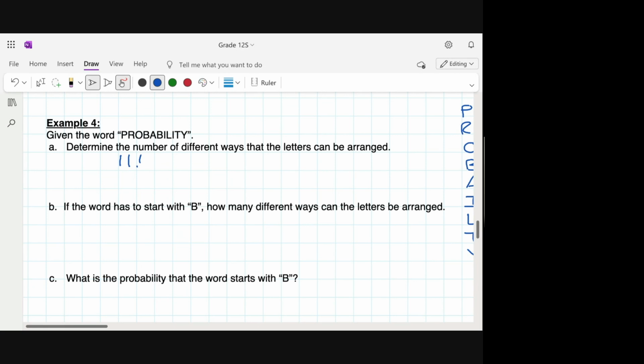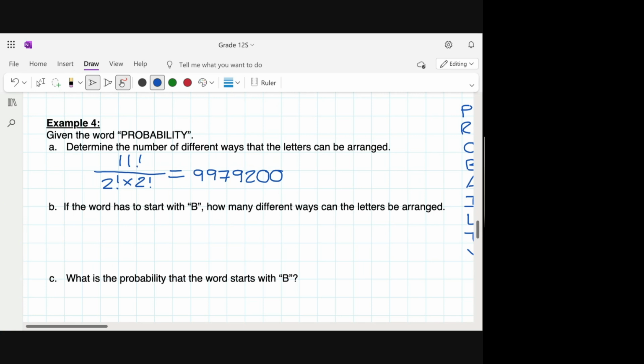However, the B is being repeated and the I is being repeated. So when we do this calculation, we need to make sure that we're dividing by those two times by each other. And when we do that, we get a figure of 997,200. So again, if you have repeated letters in the word, you're going to make sure that you divide by them on the bottom.